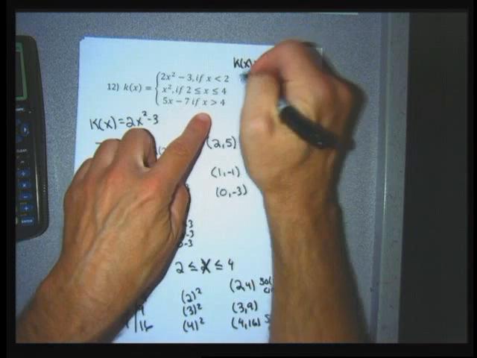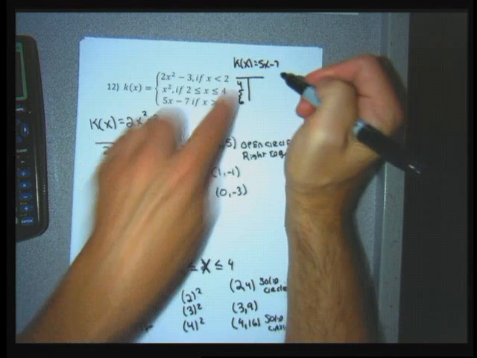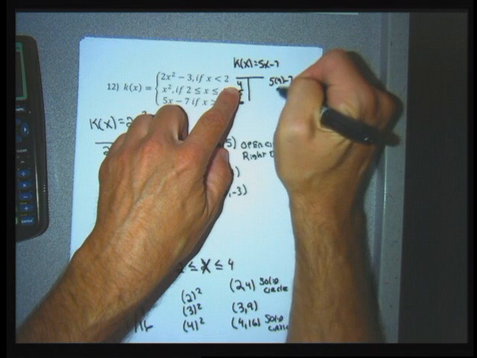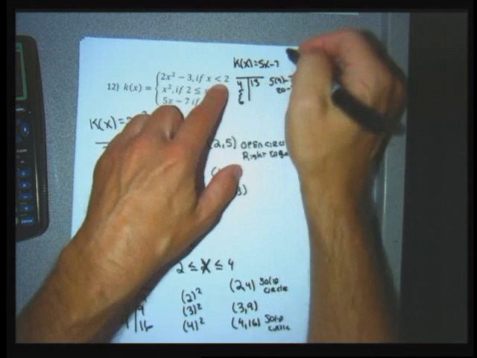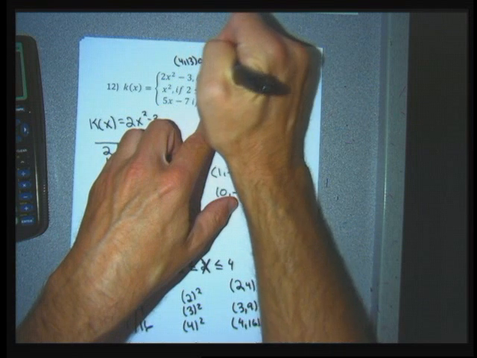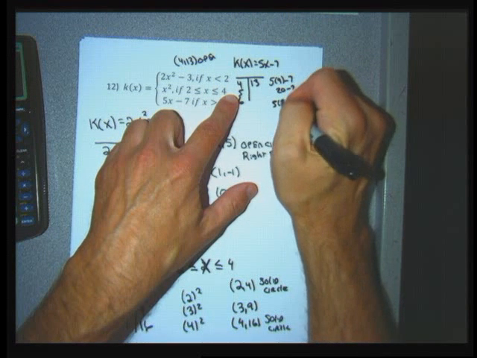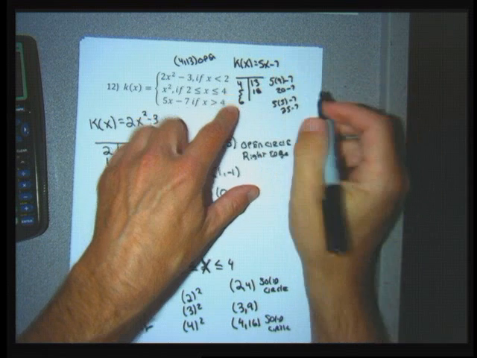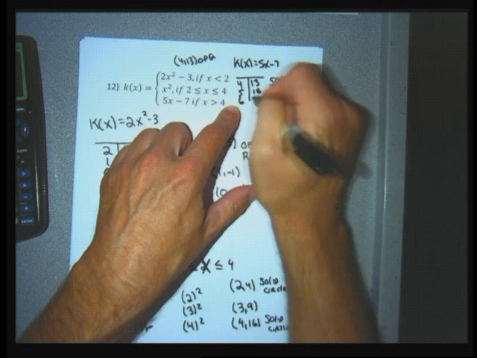I'm picking values greater than 4, so I'm going to pick 4, 5, and 6. When I plug 4 in, I get 5 times 4 minus 7, which is 20 minus 7, which is 13. That point for this function, the point (4, 13), is going to get an open circle because of no "or equal to" on the 4. And then I'm going to go 5 times 5 minus 7. That's 25 minus 7, which is 18. And then last piece, 5 times 6 minus 7 is 30 minus 7 is 23.